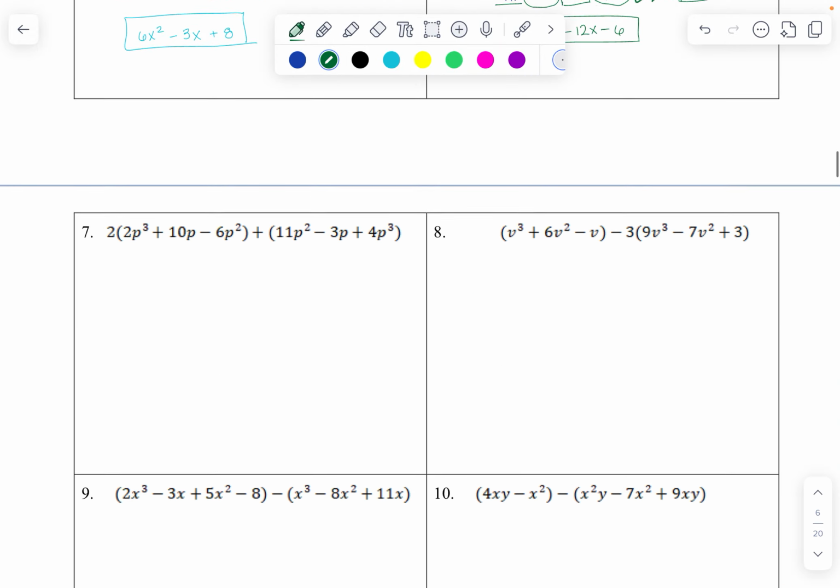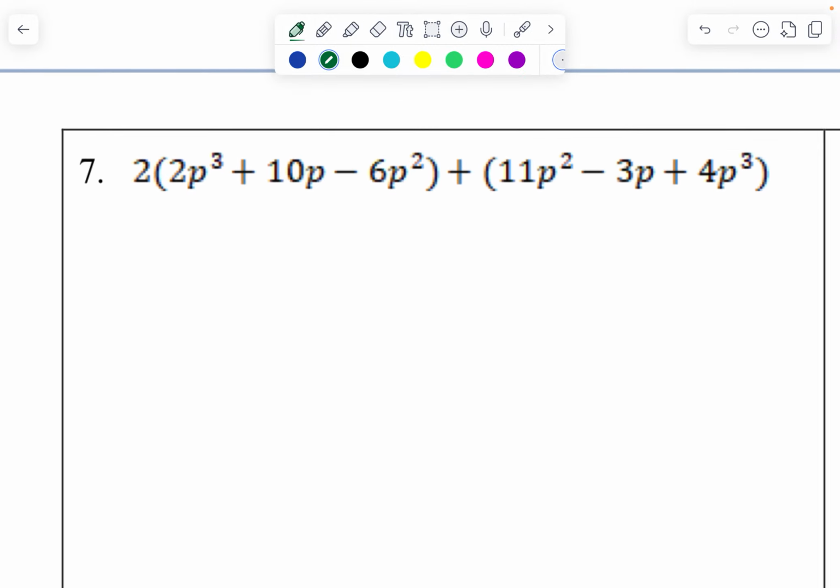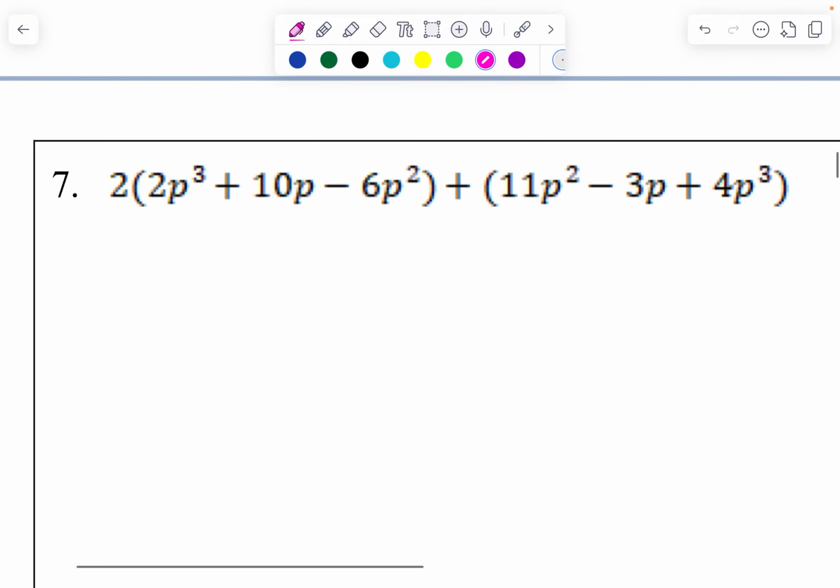Go ahead and turn the page. Take a look at number 7. Remember, in the event you feel like I'm going too fast, hit the pause button. Hit the rewind button. Do what works for you, but pay close attention. In number 7, we have 2 times a trinomial. Distribute that 2 before you rewrite the entire thing without parentheses.